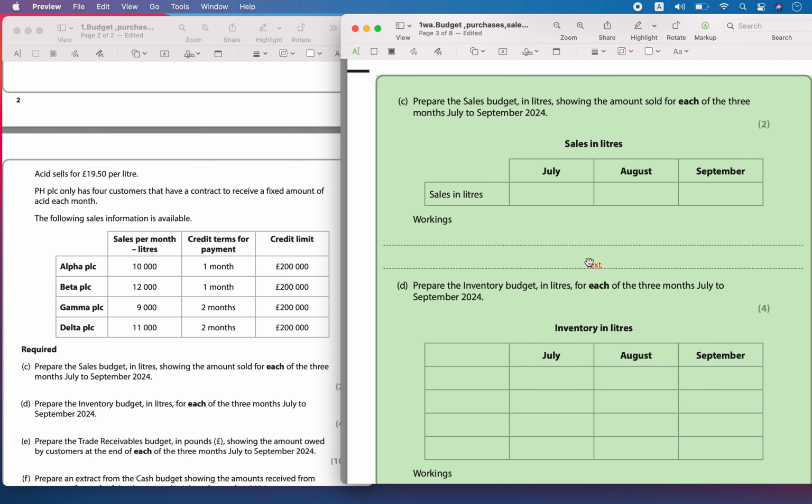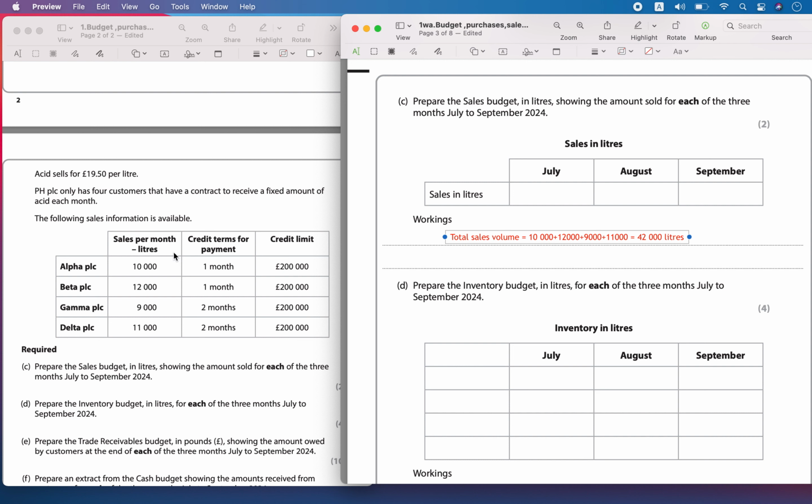So let's calculate that. The total sales volume is being asked. Total sales volume is going to be 10,000 purchased by Alpha per month, 12,000 by Beta, plus Gamma is going to purchase 9,000, plus Delta is going to purchase 11,000. So that is equal to 42,000 liters that is going to be purchased.